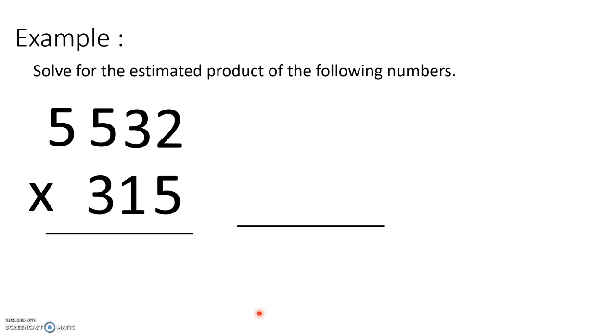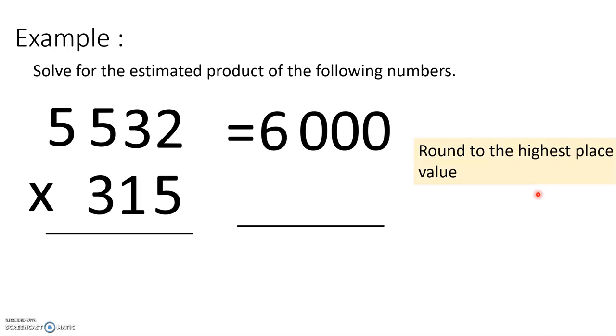Another example. Okay, example number 2. Solve for the estimated product of the following numbers. So, the numbers are 5,532 times 315. So, kagaya ng ginawa natin kanina, first thing that we need to do is to round all the numbers to the highest place value. So, ang highest place value natin ay thousands. So, kapag ni-round off natin yung 5,532, ito ay magiging 6,000.